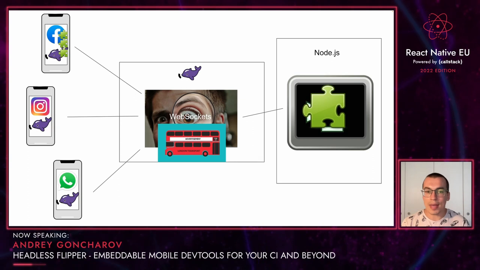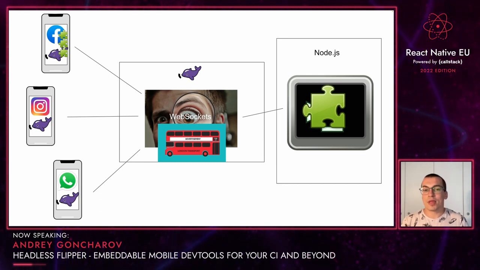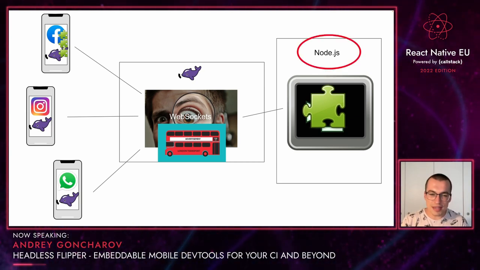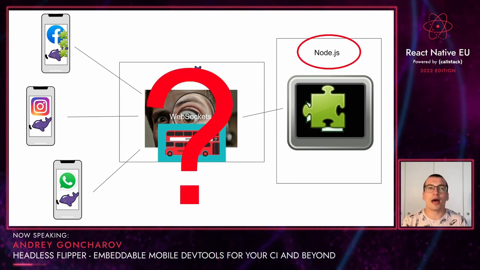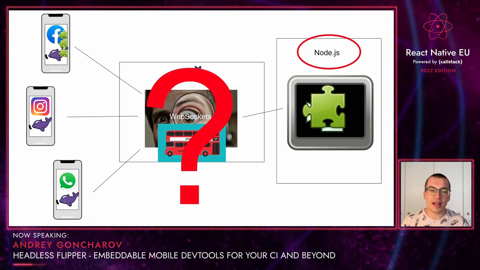Alternatively, we could force all of our headless clients to be Node.js processes. Then they would be able to use the same code that we use in our React applications. But the problem here is with Node.js. That would put a severe restriction on how Flipper clients could be implemented. After all, not everyone loves JavaScript.